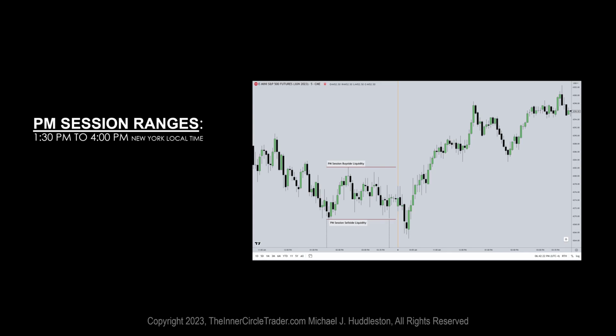First session we're going to talk about is the PM session ranges. Okay, and this is always going to be referred to in terms of previous day. Okay, so previous day, we are going to be referring to the 1:30 p.m. to 4 p.m. time window, and this is always in New York local time.